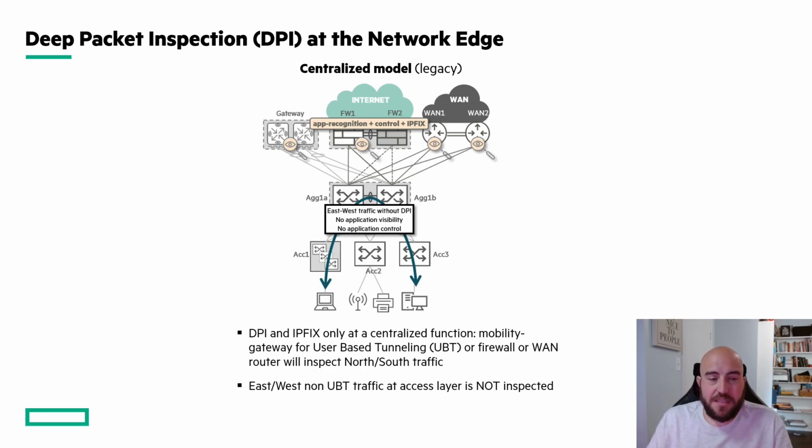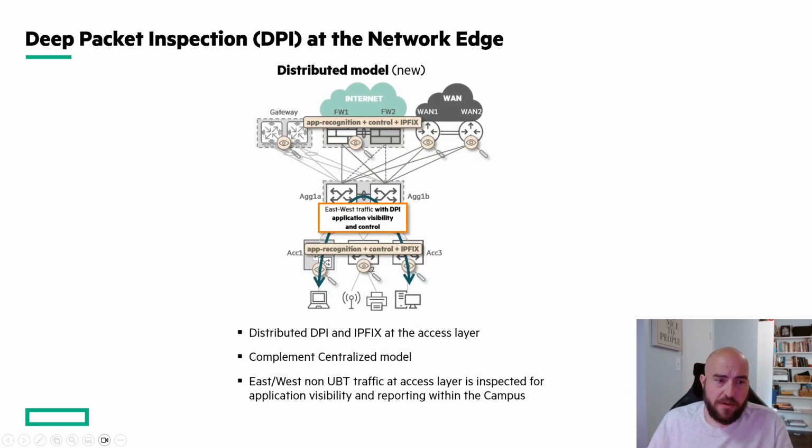So this makes the legacy centralized model that we've used for so long a little bit more expensive with the addition of gateways and bandwidth intensive by creating a single egress point for all of your tunneled traffic. The new model that we're proposing moves that DPI engine and IPFIX right to the access layer. And then we resolve the problems of east-west traffic analysis and non-UBT traffic analysis for our wired application visibility.